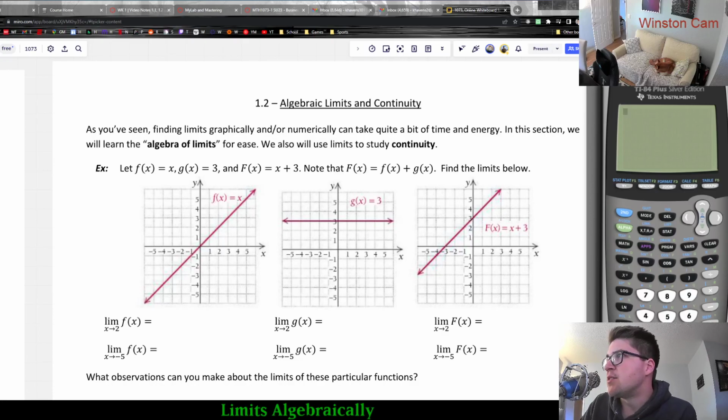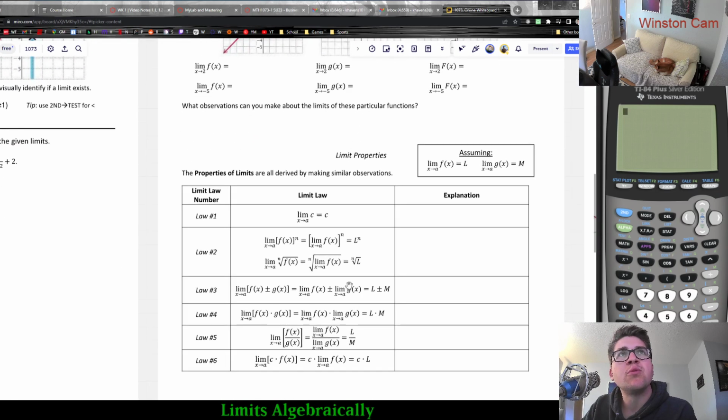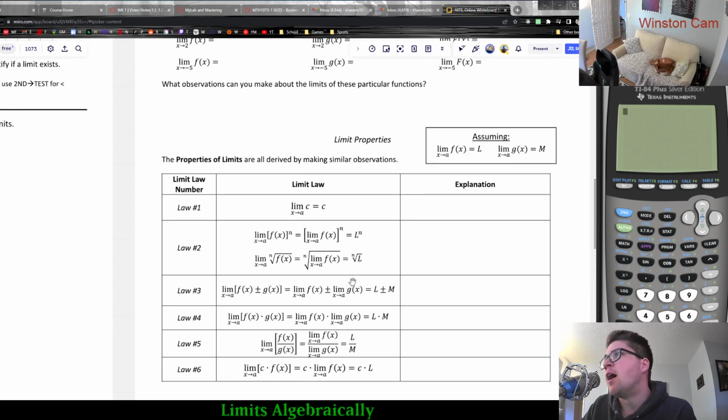In this video, I wanted to talk a little bit about what we refer to as solving limits algebraically. Essentially, what it boils down to are a bunch of rules for solving limits that allow us to break them down into parts and solve them piece by piece. And they all rely on some common sense about limits in general.